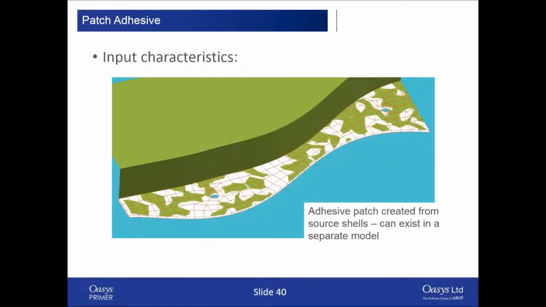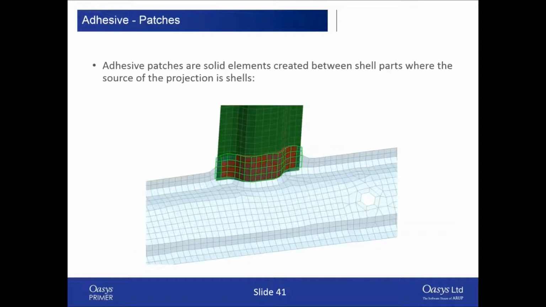Now the other type of adhesive you can create is a patch adhesive. So this isn't a constant thickness run. This is when you want to spread adhesive over the entire surface area. This example here is a whole flange. You want to spread the adhesive out, and usually this is created from source shells. So you select shells and you want to project those to surrounding surfaces. So adhesive patches are solid elements created between shell parts where the source of the projection is shells.